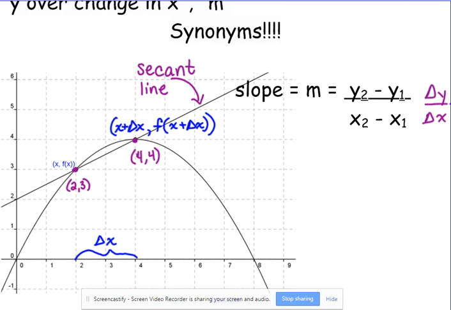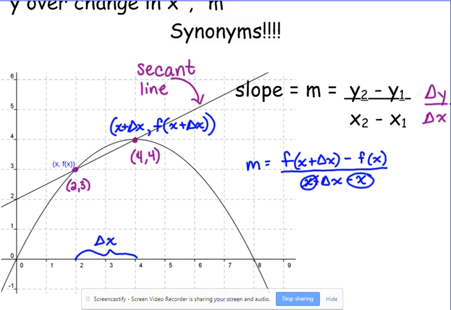So if we were trying to find the slope using that terminology, let's use the slope here. We have the second y value minus the first y value over the second x value minus the first x value. We can't simplify anything in the numerator in the form that it's in right now, but we can cancel those x's right there. So all we're left with in the denominator is delta x. So that's another way.